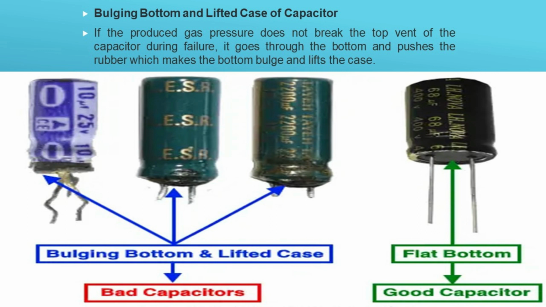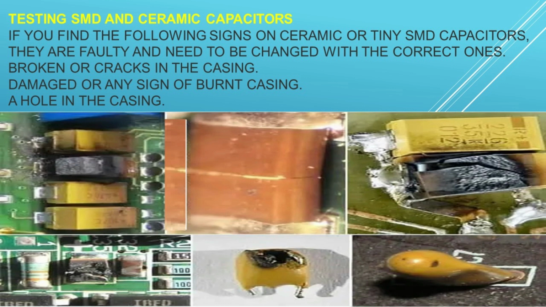Make contact of the positive, red, probe of the multimeter to the anode, plus, and the common, black, probe to the cathode terminal of the capacitor. If the multimeter shows a sign of proper continuity, a beep sound or LED light, and suddenly stops and shows an OL, open line, it means the capacitor is in good condition.